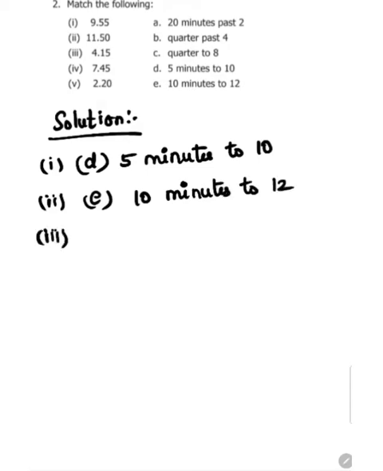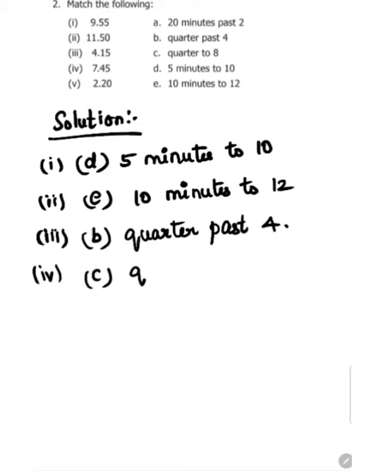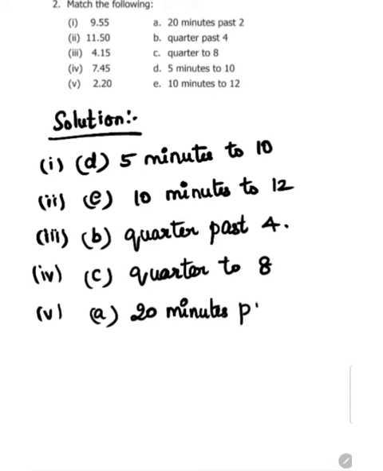The third one is B, quarter past 4. Then the fourth one is C, quarter to 8. The fifth one is A, 20 minutes past 2. So: 5 minutes to 10, 10 minutes to 12, quarter past 4, quarter to 8, 20 minutes past 2.